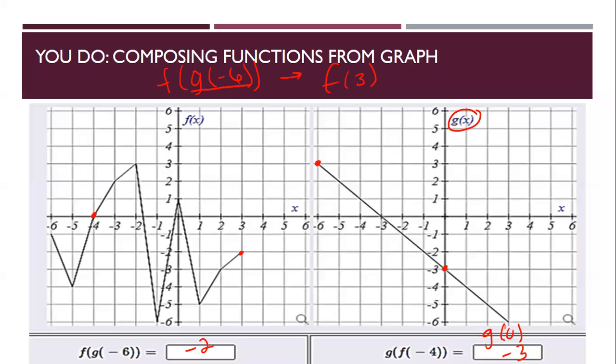Can you do it again? So starting inside, negative, it stays. Output is 3. Now we have F of 3, we just found out. Now we're gonna go to F, go to X equals 3.